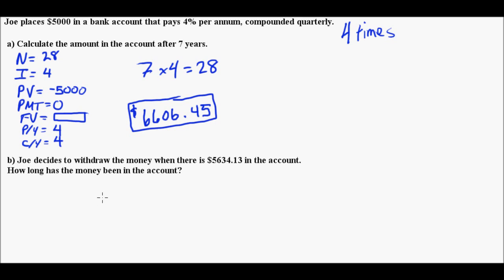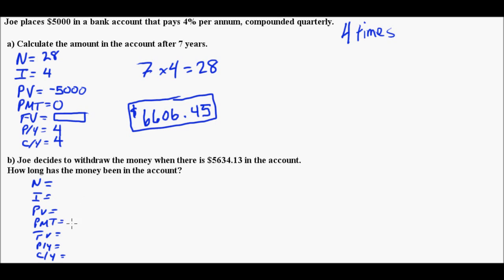This is where you kind of have to work backwards a little bit. Joe decides to withdraw the money when there is $5,634 and 13 cents in the account. How long has it been in the account? Okay, so we kind of have to work backwards here. So we have N, I, present value, payment, and then future value. So we actually know that. And then PY and CY.